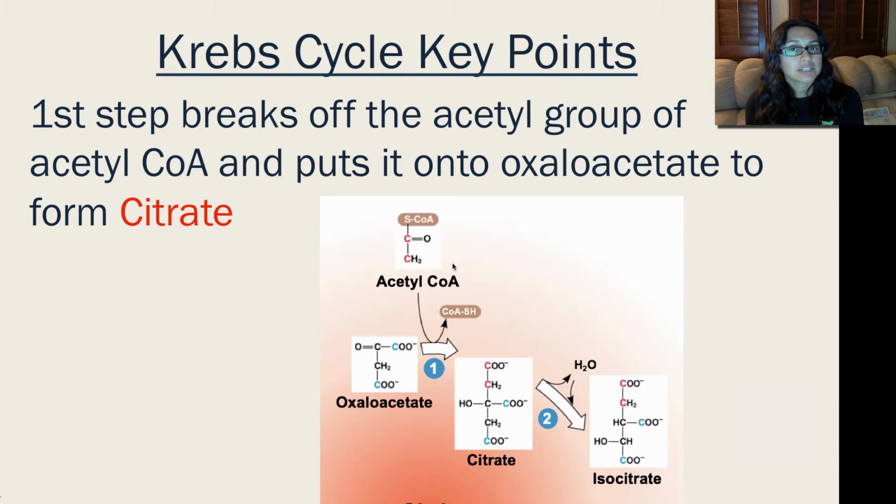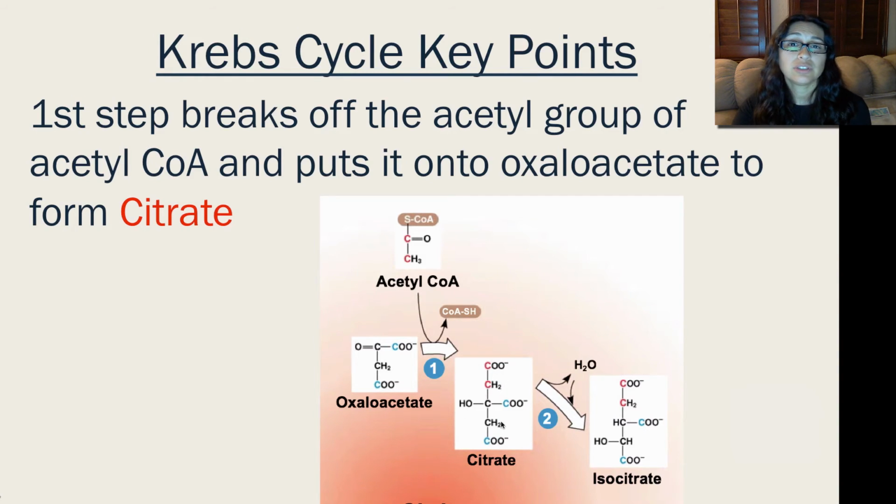If you look at the first step, it's actually taking off the coenzyme A and taking the acetyl group and putting it onto oxaloacetate. And it's really simple. If you just look at the diagrams here, this part, the acetyl group, will be added to the top right here. When you add those two things together, you're going to get citrate.